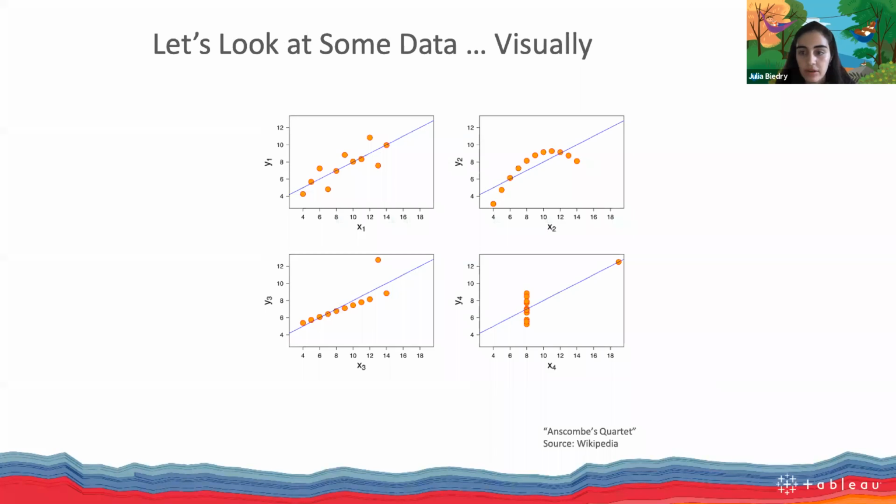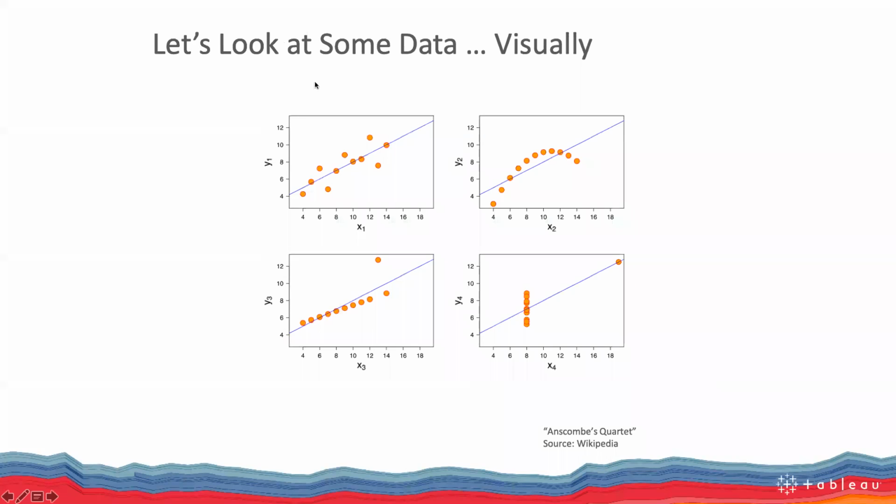Okay, so here's the same 4 data sets, but plotted visually and with trend lines. So now we can see, even though the statistics for each of those 4 data sets are exactly the same, when plotted visually, each of those data sets looks completely different when we plot them out like this.